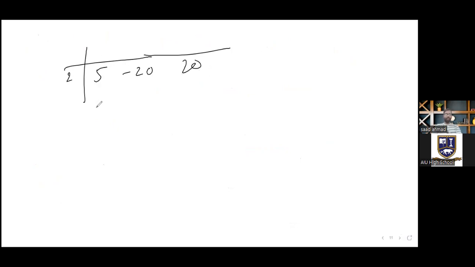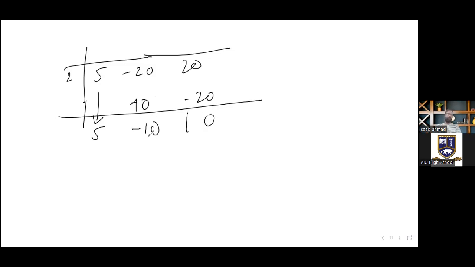And then let's do the synthetic division again. So this will become 5, should become 10 here. 5 times 2 is 10. So this will give us negative 10. Negative 10 times 2 is negative 20. And that gives us 0. Okay, so this one worked as well.